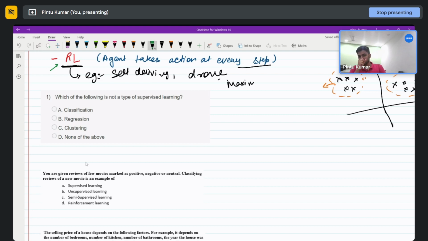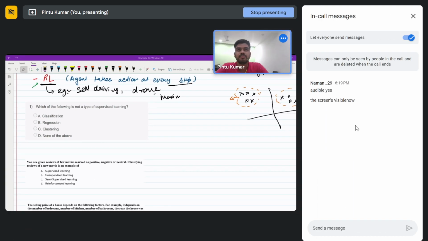So the first question is, which of these is not a supervised learning? Can someone please type which of these do you think is not a supervised learning? Yeah, somebody typed clustering and that's correct. In classification, you need X as well as Y, the label that you need to classify. In regression also, you need feature as well as the value that you want to predict. In clustering, you don't need any of the Ys. So clustering is the correct answer.